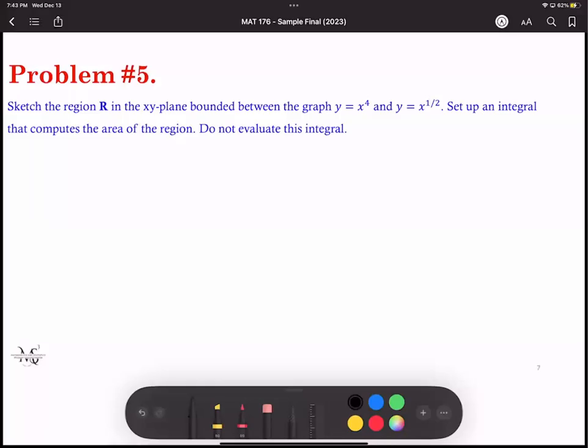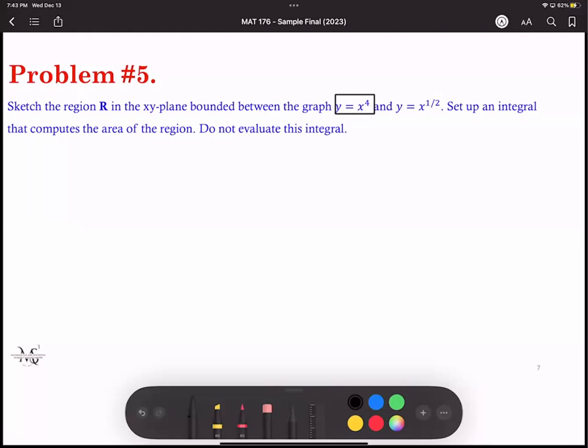So here for problem 5, it states, sketch the region R in the xy plane, bounded between the graph of y equals x to the fourth, and y equals x to the 1/2. Set up an integral that computes the area of your region, but do not evaluate this integral.